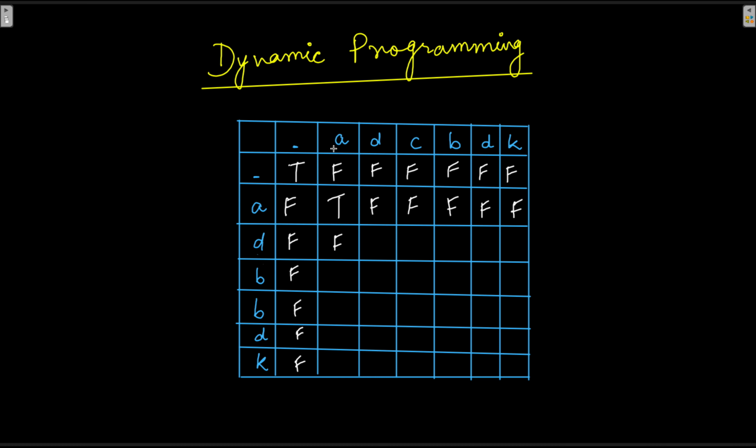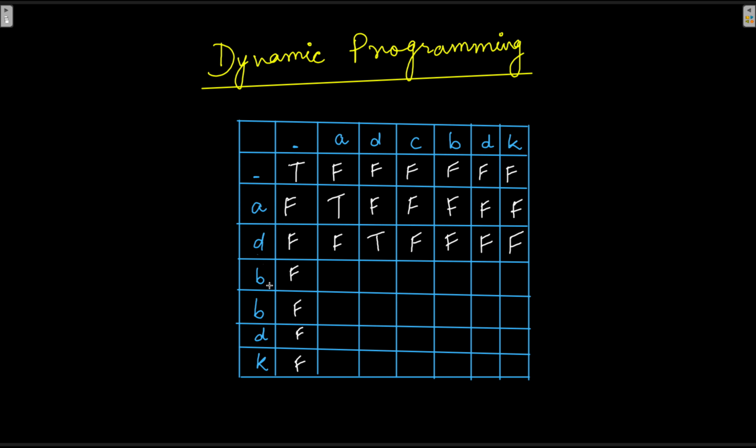What about D, AD here and AD here? So the first way of checking it would be, we'll see whether D is a match for D. Yes, D is a match for D. Then we check whether the previous character of this pattern was a match for the previous character of this string, and that is A. So we see that it was a match, it was T. So we also write T here. Then what about C? No, it is not a match. It is not a match, not a match, not a match.